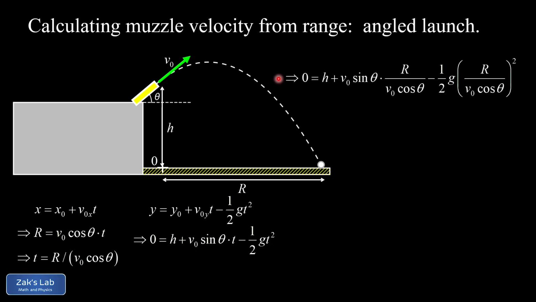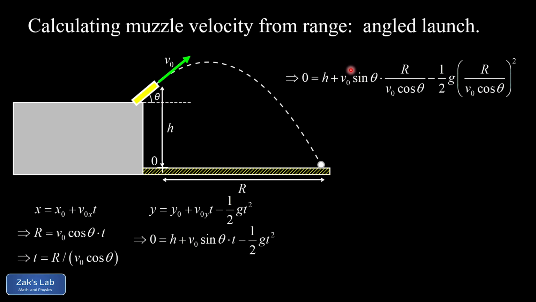So making that substitution, we arrive at this rather large equation: 0 equals h plus v naught sine theta times r over v naught cosine theta, minus 1/2 g times the quantity r over v naught cosine theta all squared. That's just replacing all the t's with r over v naught cosine theta. But things are going to clean up a little bit.